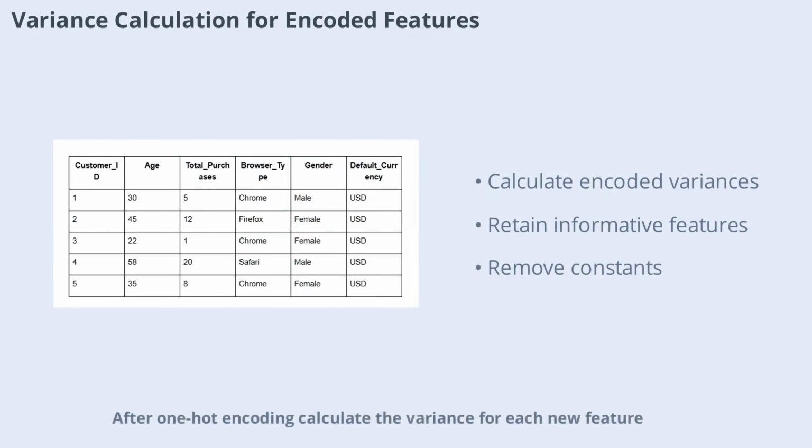After one-hot encoding, calculate the variance for each new feature. In our example, browser type and gender features have variances around 0.16 to 0.24, which are above the threshold and thus retained. The default currency feature, however, has zero variance and is removed. This step ensures that only informative categorical features are included.